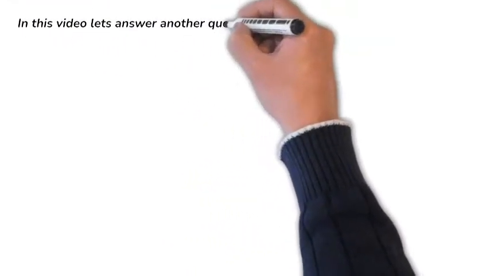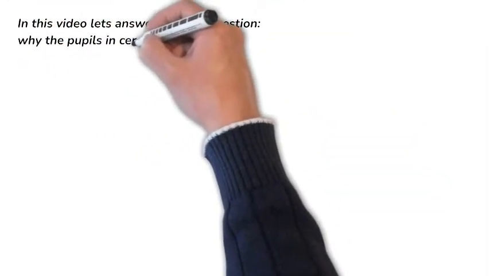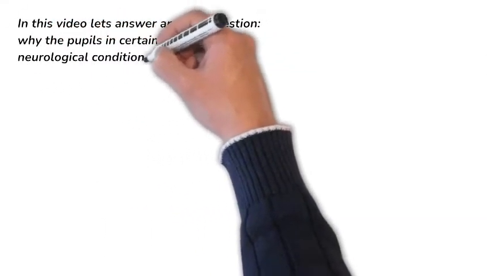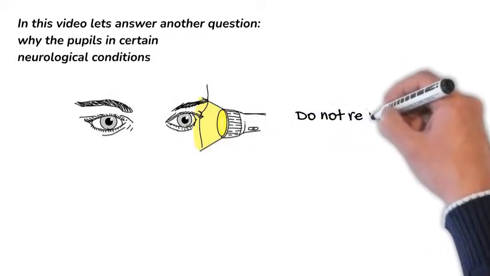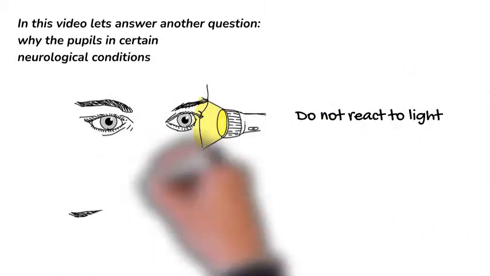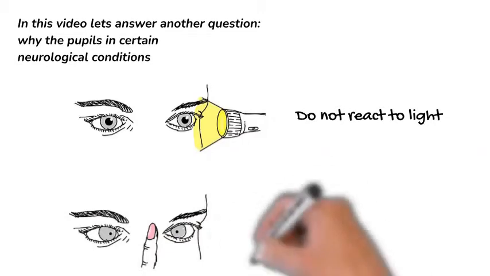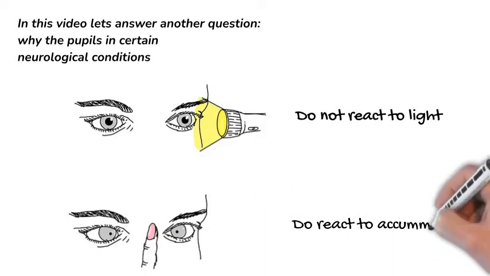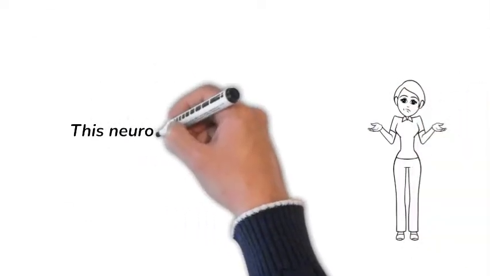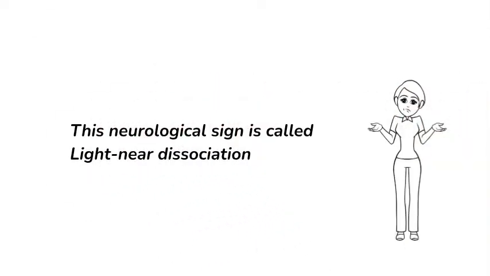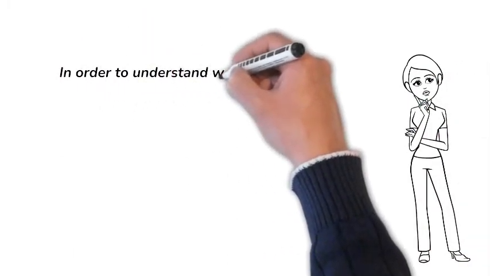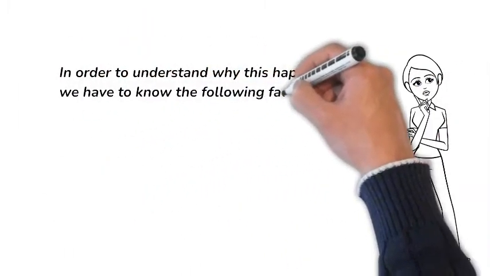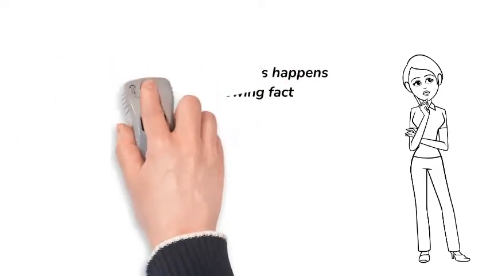In this video, let's answer another question in neurology. The question is why the pupils in certain neurological conditions do not react to light, however, they do so when they accommodate for near vision. This neurological sign is called light-near dissociation. In order to understand why this happens, we have to know the following fact.